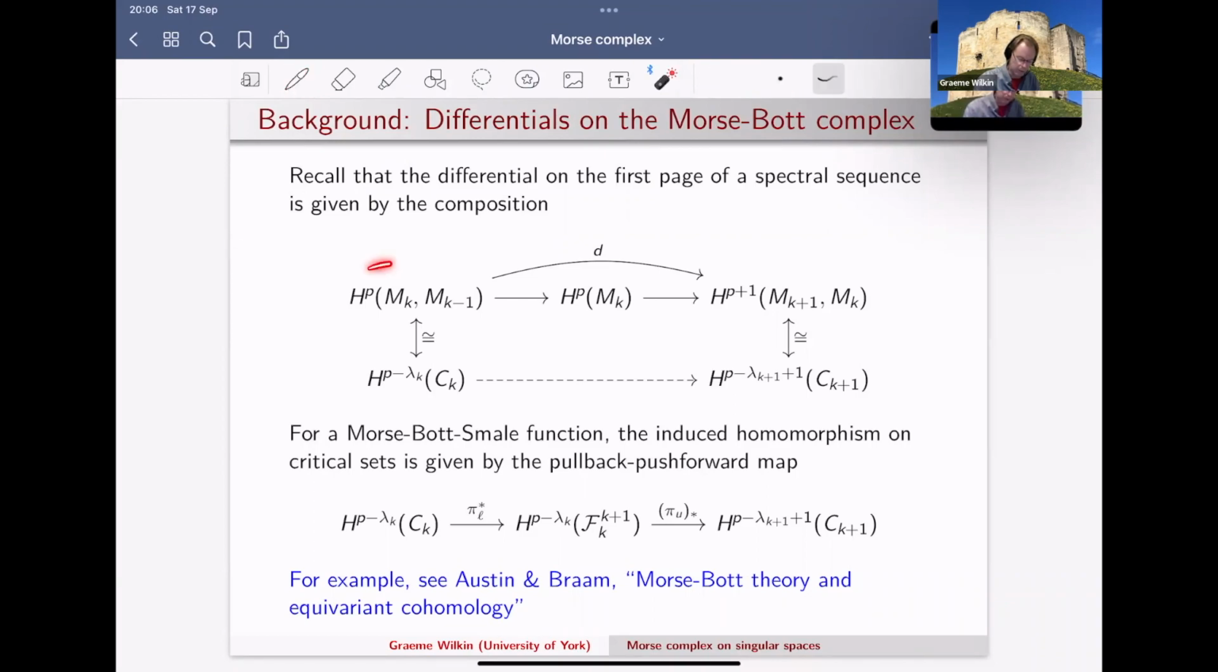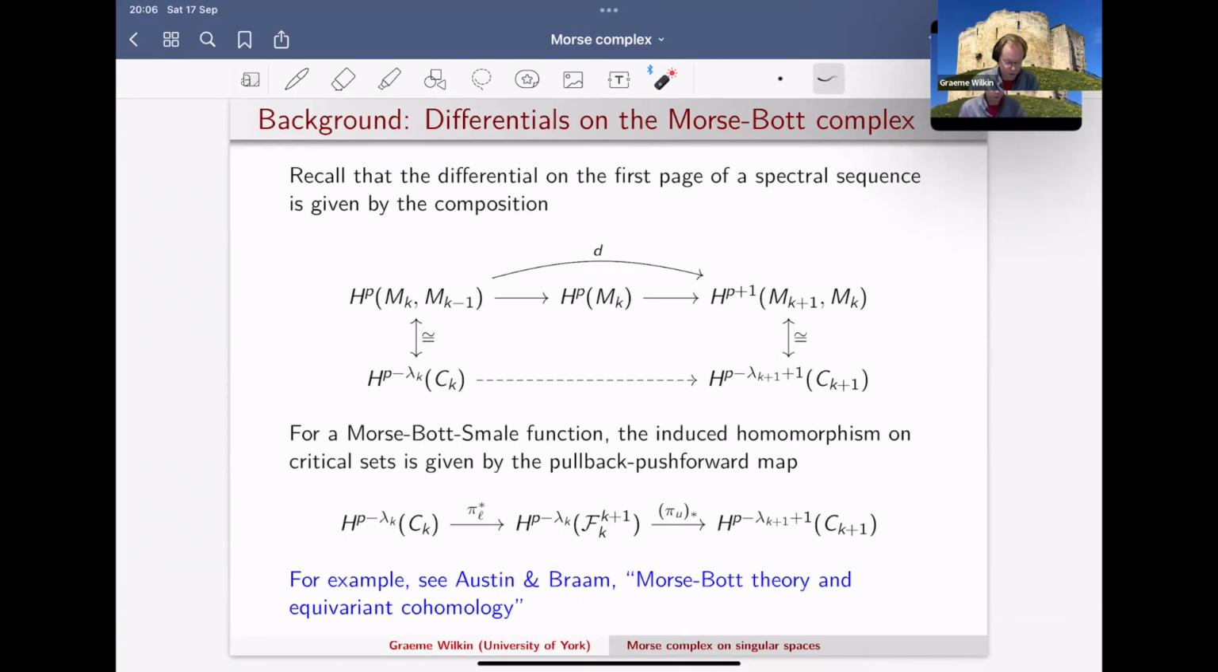So we have these relative cohomology groups. We can just take the map from the long exact sequence of this pair, map that into this cohomology group, and then look at the long exact sequence of this pair and map it into this cohomology group. That combination gives you the differential in the spectral sequence, which corresponds to exactly this pullback push forward construction that I mentioned on the previous slide.